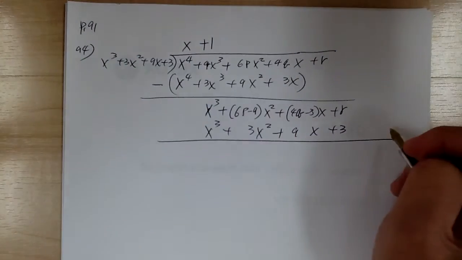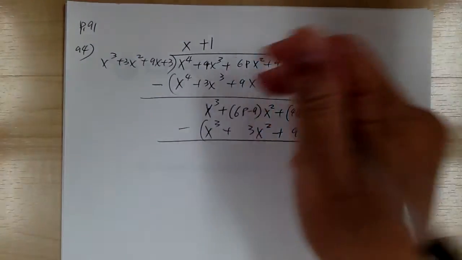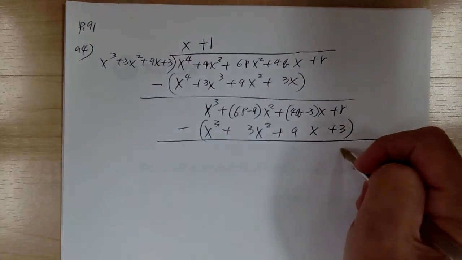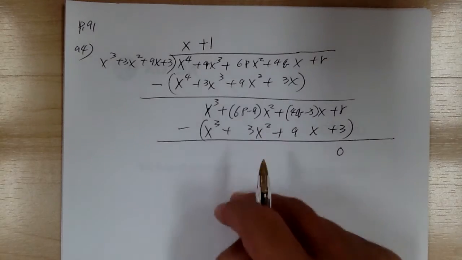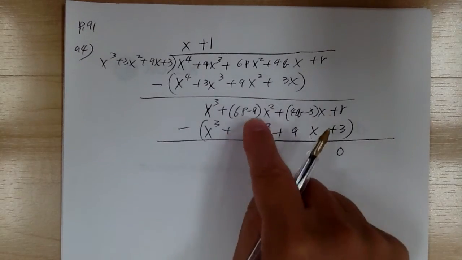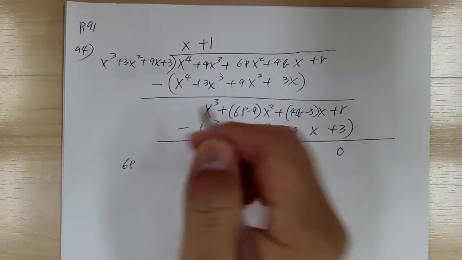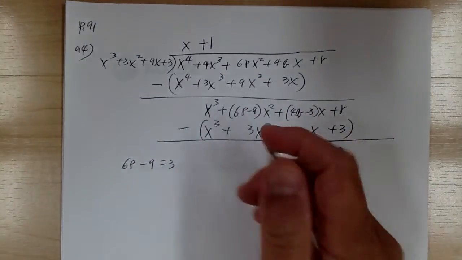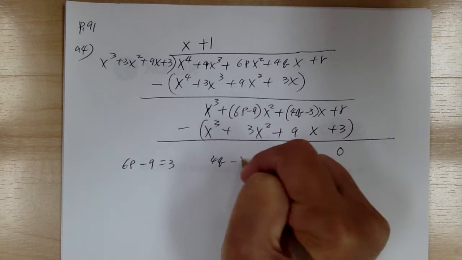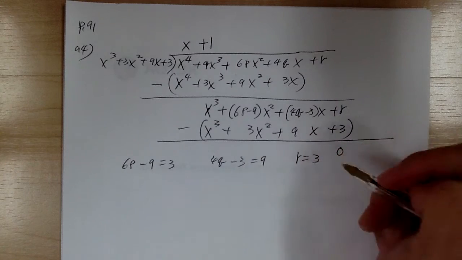And again, remember the remainder is equal to 0, because it divides exactly, so that means remainder equal to 0. So from here you can just do the matching. Since this subtract this will equal to 0, so you can see from here you get 6p minus 9 equal to 3. For this one you get 4q minus 3 equal to 9. From here you can see r equal to 3.